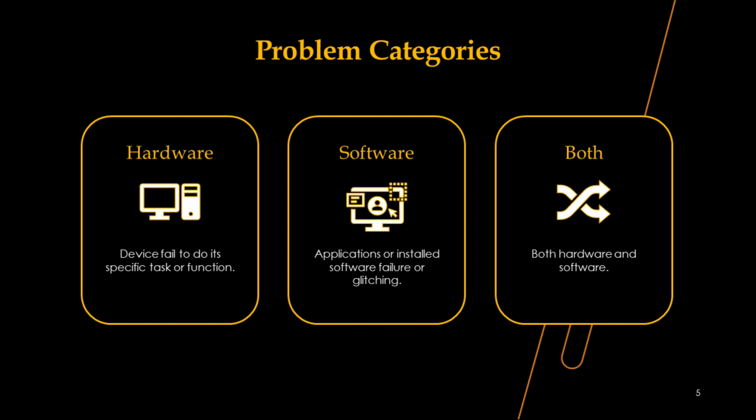Consider this an easy way to categorize your problems. You're either going to have a hardware problem, a software problem, or a combination of those two. Obviously, a hardware problem is the tangible device that you can hold that is experiencing some form of failure. Your software problem has to deal with the applications or installed software that is failing or glitching. It could also mean licenses are falling off of a software, and I consider those to be primarily just software problems. A combination of both, you may have in a lot of cases like printers.